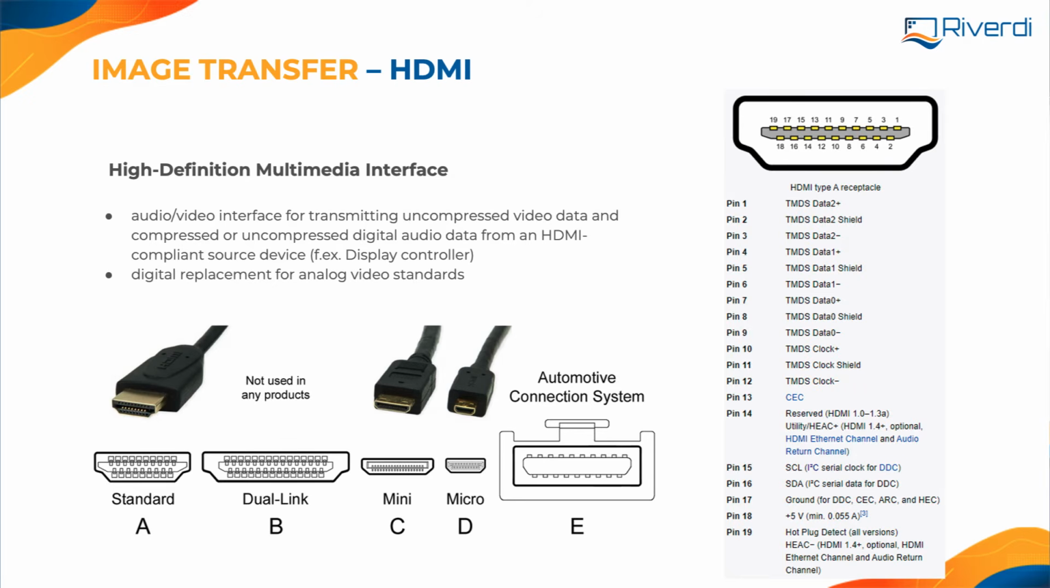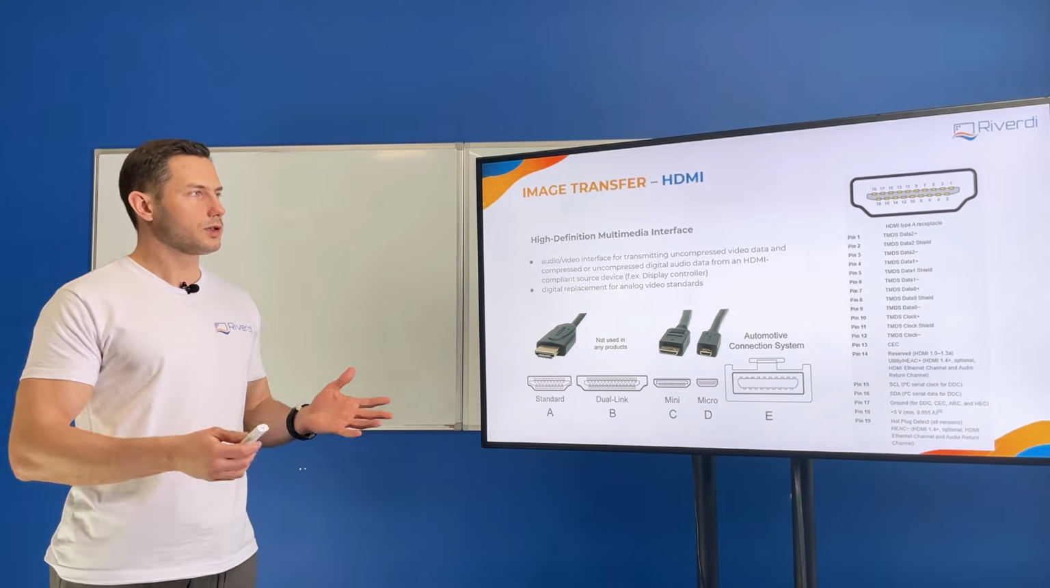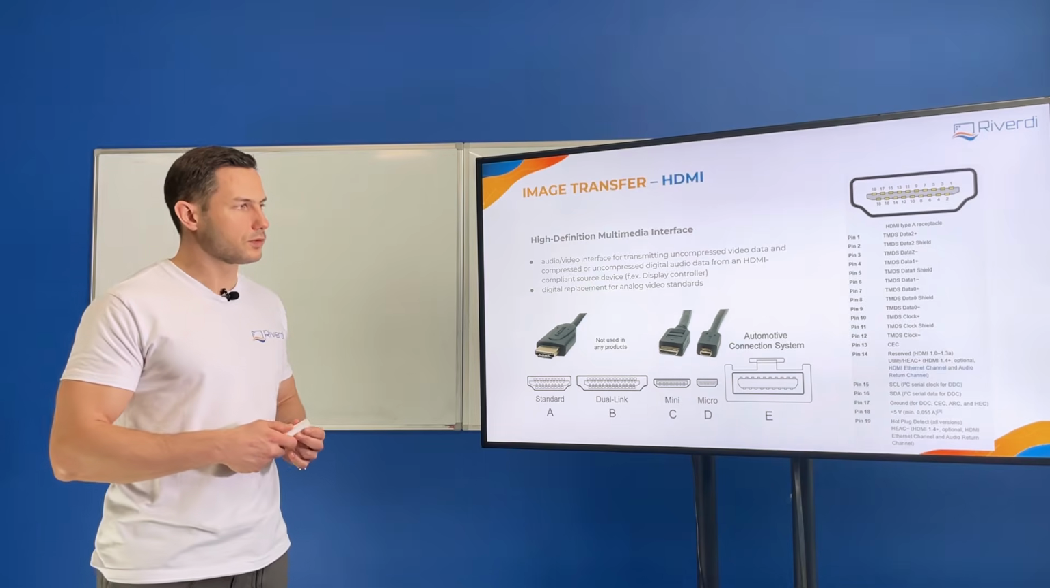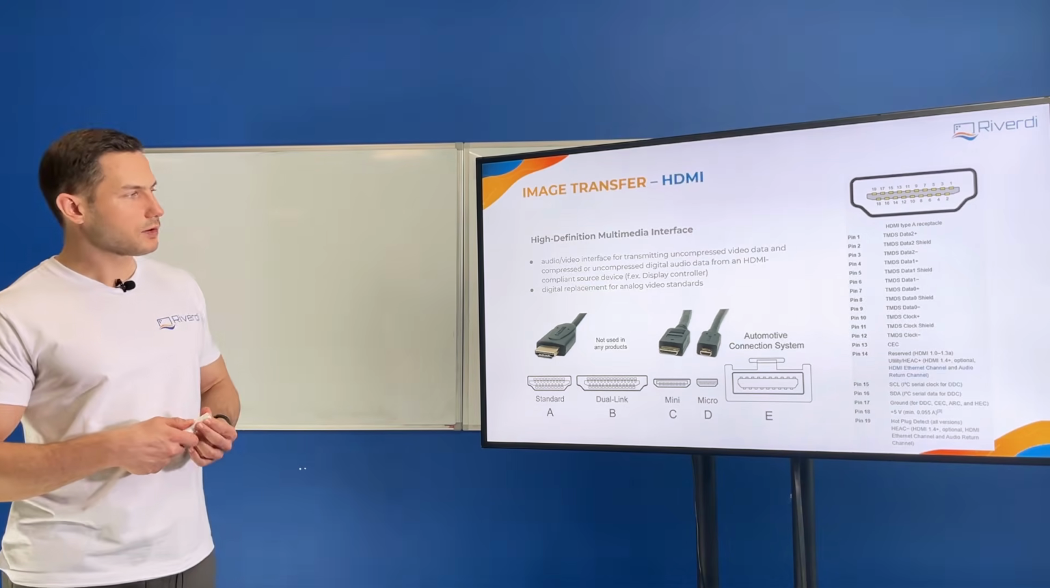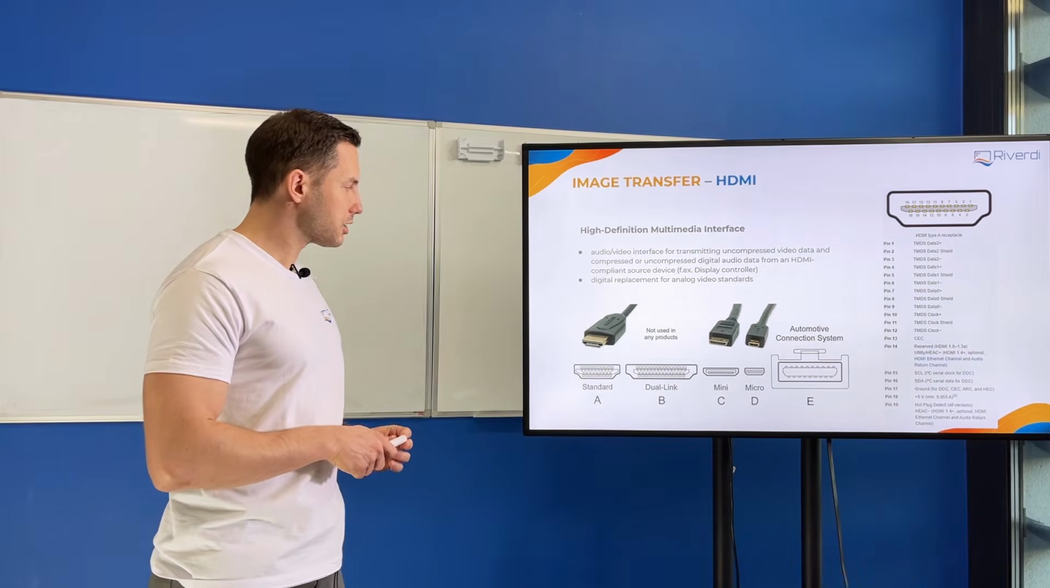Okay, and then we will jump from the universal USB interface into the image transfer interfaces. The first one, the most common on the market, of course, is HDMI, so High Definition Multimedia Interface. Multimedia because it transfers not only the image but also the sound, of course. So if you connect your computer to your TV, you will have just one cable for both video and sound. And this is HDMI.